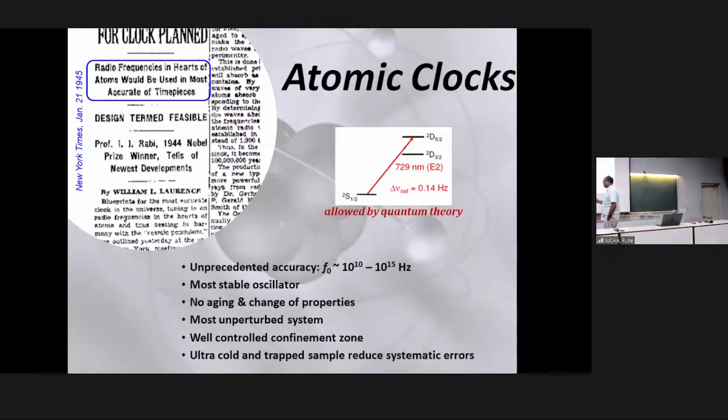So that is one of the most important things, the most stable oscillator. That's what I already discussed, like clock atoms, you take them here or on the moon or anywhere else. These are the most stable, most identical things nature has created. It's not human created.